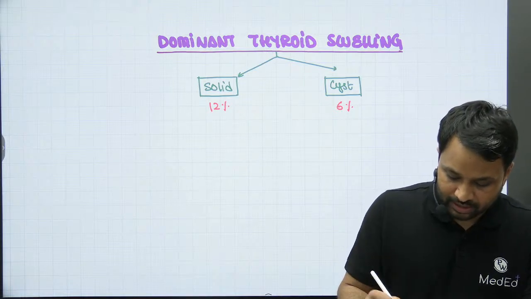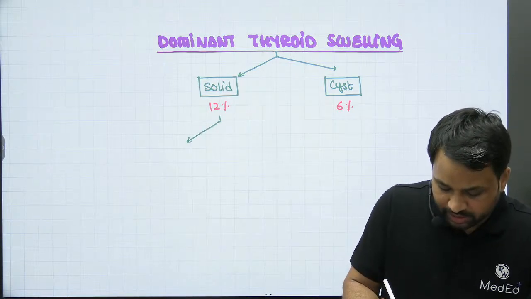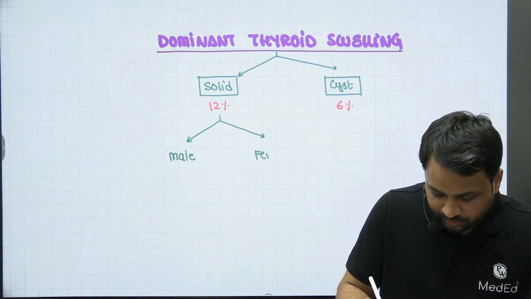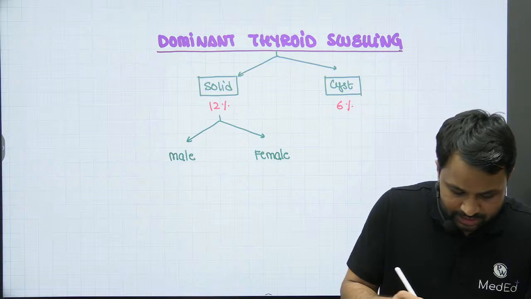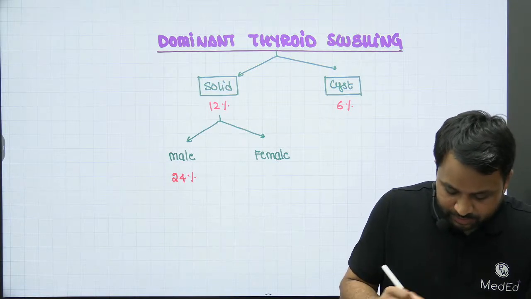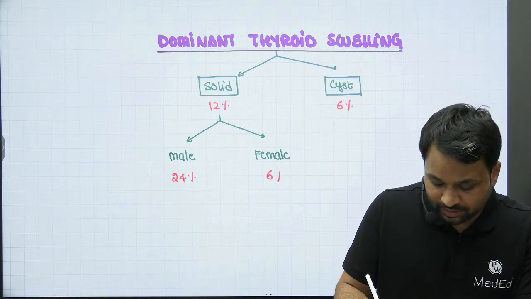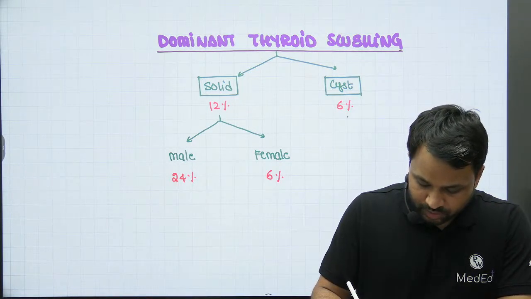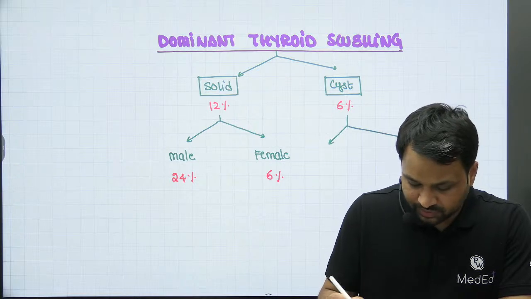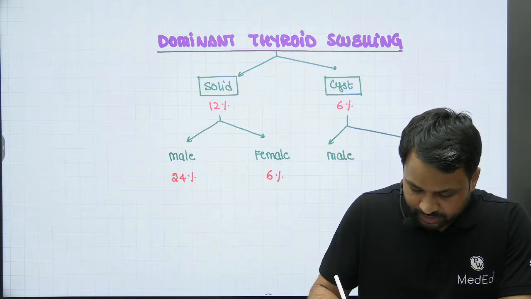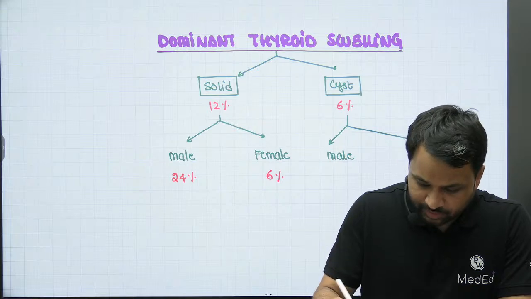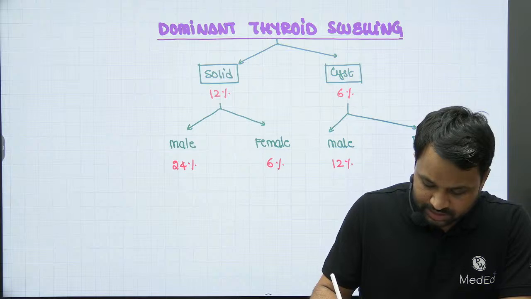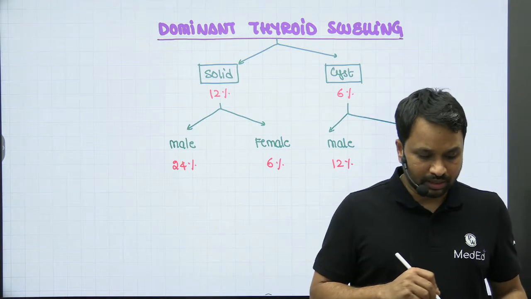You divide the data again into males and females. You have a dominant thyroid swelling, and the presenting patient is a male when compared to a female. Again, the probability of malignancy in males is going to be higher. 24% of them are going to develop malignancy, and only 6% of the females. In a cystic swelling, when you divide them into males and females, 12% of the males will develop malignancy, and only 3% of the females.